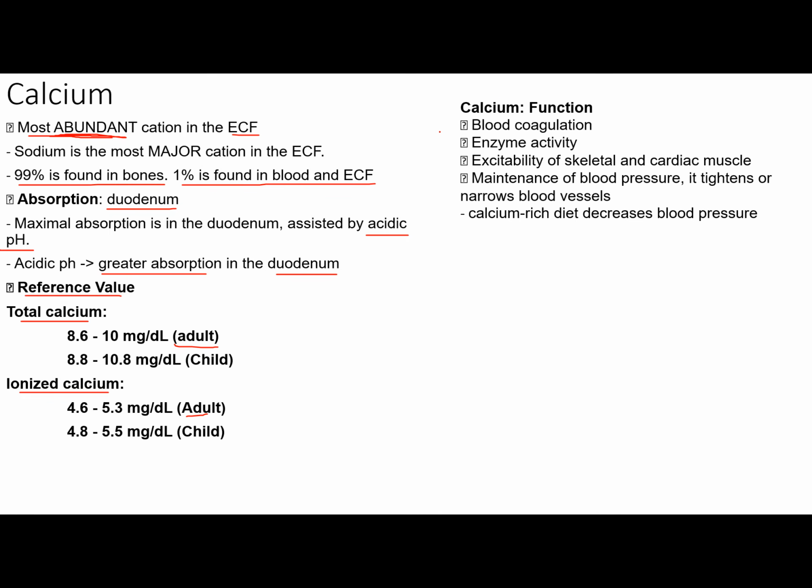Calcium function, class, is your blood coagulation. Okay, factor 4. Very good. So that's the one you remembered, right? It is factor 4. It is very important in both intrinsic and extrinsic pathways. It allows coagulation. Enzyme activity, right? It also serves as a coenzyme, a cofactor for your enzymes. Excitability of skeletal and cardiac muscle. Maintenance of blood pressure. It tightens or narrows blood vessels. A calcium-rich diet decreases blood pressure.